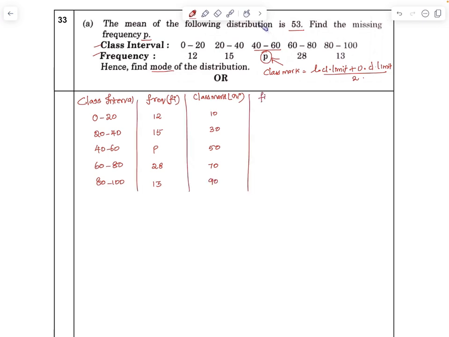Next, we have to get the product of Fi and Xi. 12 into 10 is 120. Next one is 450, 50p. 28 times 70 is 1960. 13 times 90 is 1170. Sigma Fi is 68 plus p. Sigma Fi Xi is 3700 plus 50p.